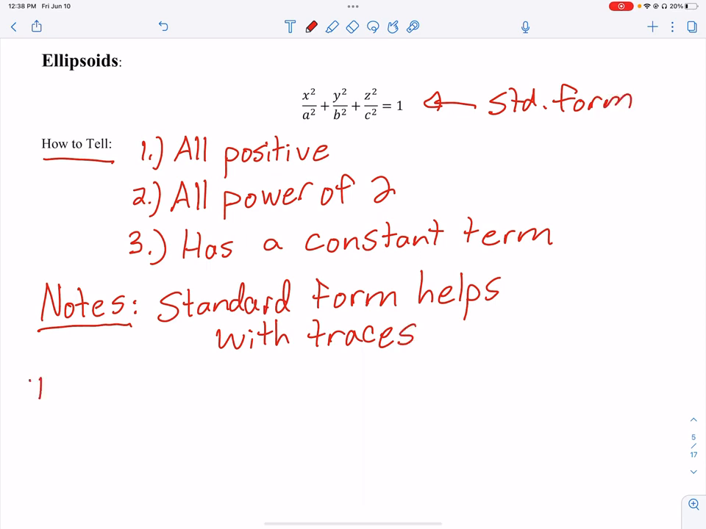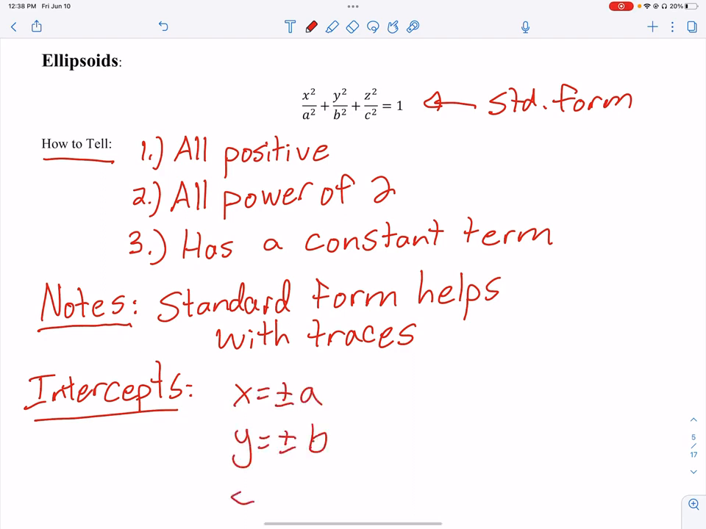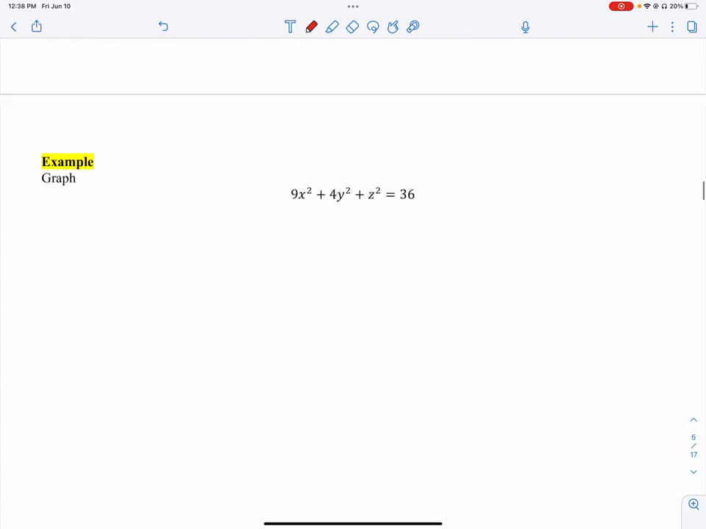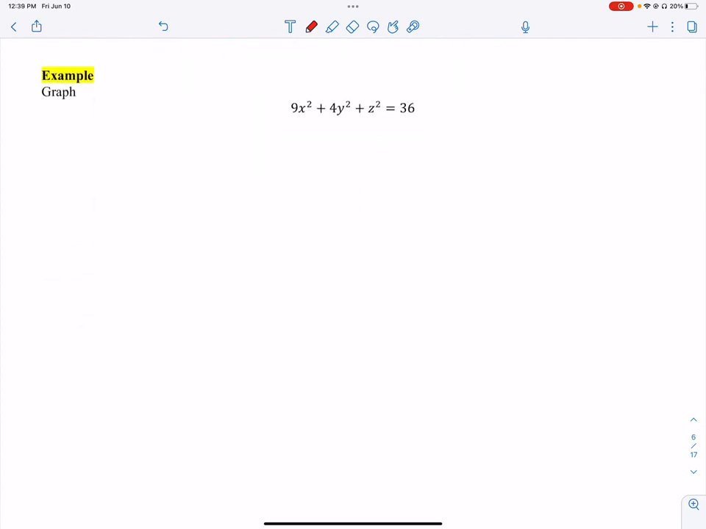All right, the intercepts for this, where it crosses each axis: x is plus or minus a, y is plus or minus b, and z is plus or minus c. So it'll cross each one of those axes at each one of those points. All right, we're going to do an example so you guys can take a look, can see what an ellipsoid looks like.